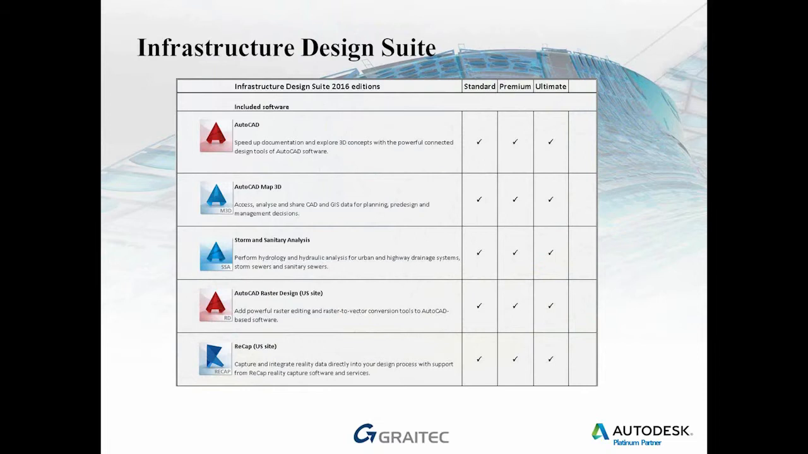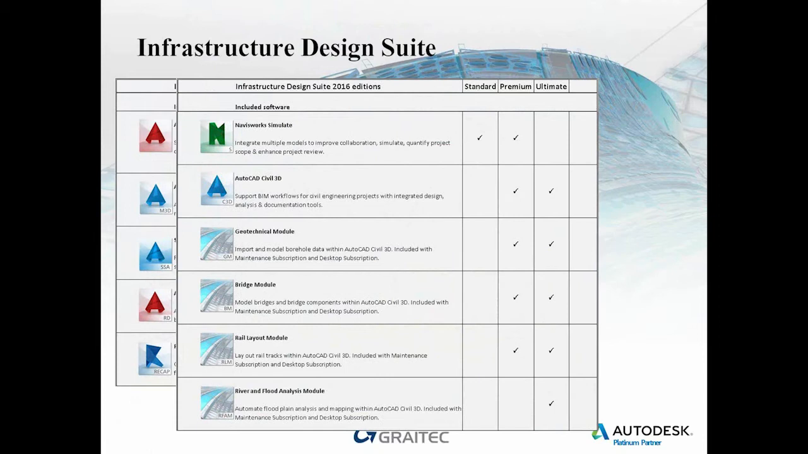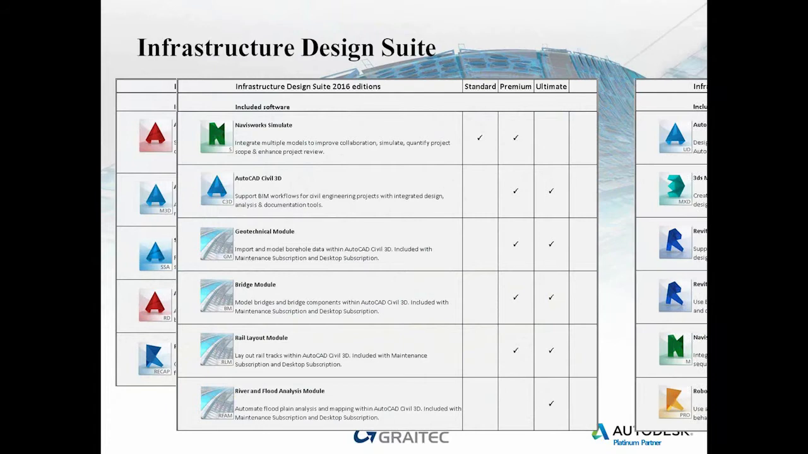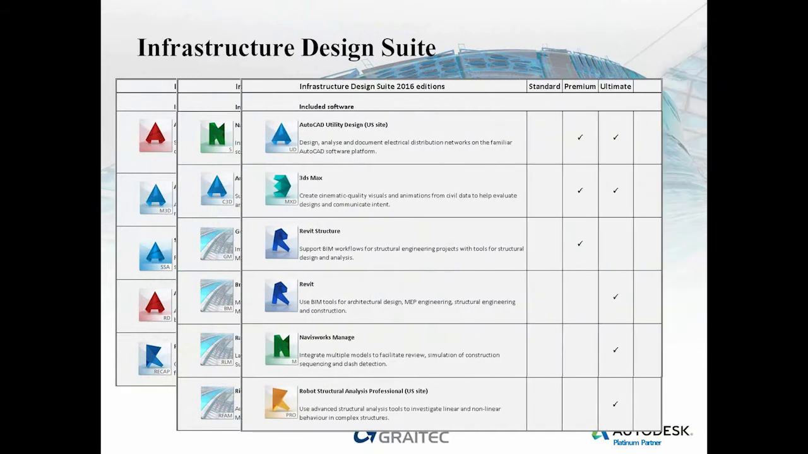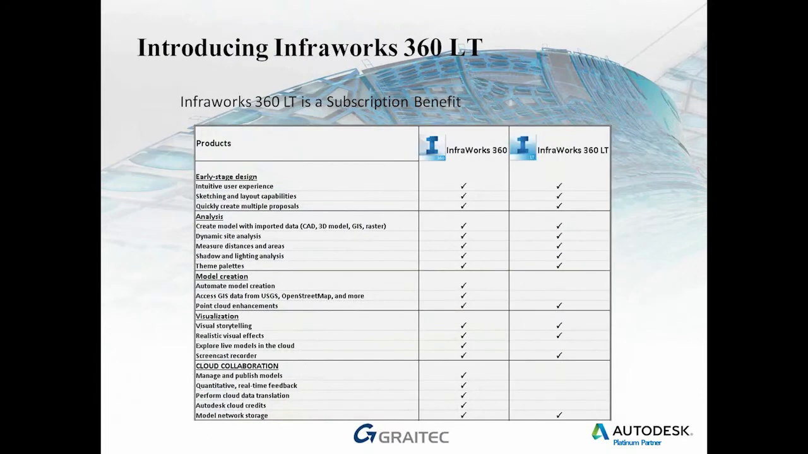Now in IDS, or the Infrastructure Design Suite, you get these products. You get AutoCAD and AutoCAD Map and Recap and Raster Design, Civil 3D and Navisworks and all the modules that come with Civil 3D. And there's things like Revit, Utility Design, 3ds Max, Robot, and with the Ultimate you also get Navisworks Manage. The one thing you'll notice is that there was no Infoworks in there, whereas in 2015 you also got Infoworks. Well, there's no need to panic because Infoworks is now not in the suite.